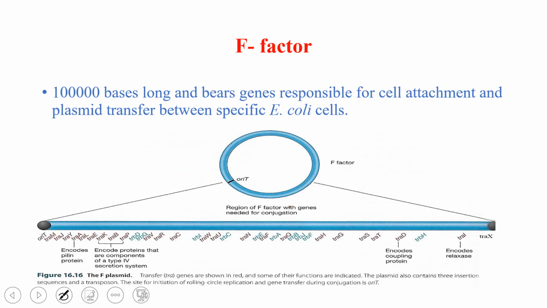If you see here, this is the F factor or the F plasmid. The F plasmid is about 1 lakh base pairs long and bears genes responsible for cell attachment and plasmid transfer between specific E. coli cells. You can see here there are a lot of genes which are responsible for secreting the enzymes needed for conjugation, as well as the enzymes needed for developing the sex pili.